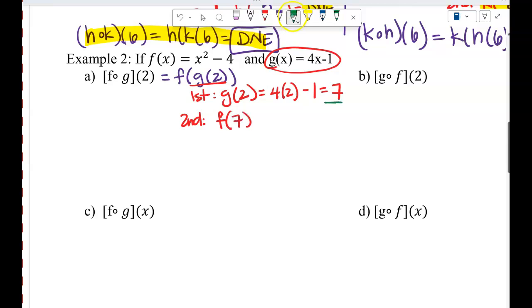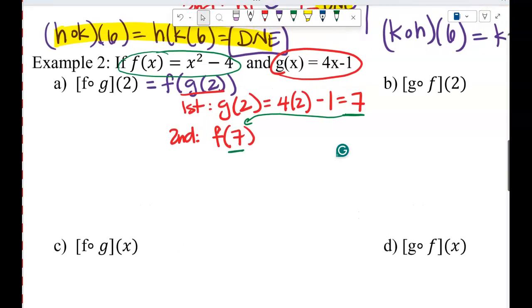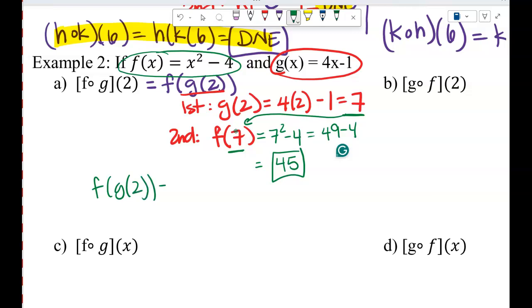Remember, whatever this is, it gets plugged into here, okay? Now we're going to go over to the f and look at the f. Find y when x is 7. So it's going to say 7 squared minus 4. Well, 7 squared, guys, is 49 minus 4. So your final answer is going to be 45. So f of g of 2 is 45.